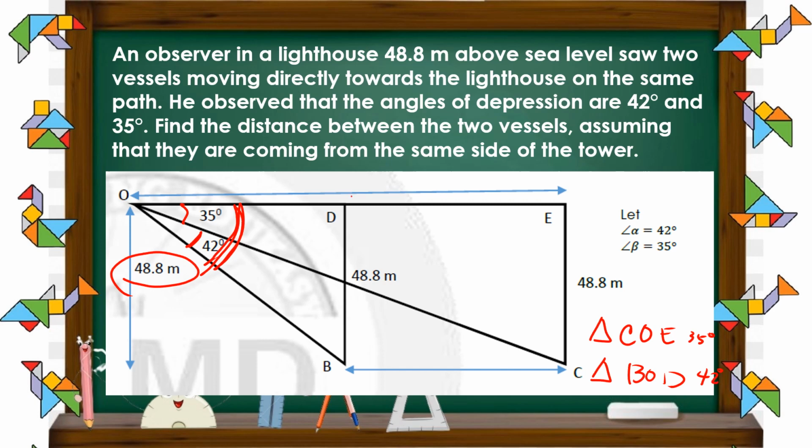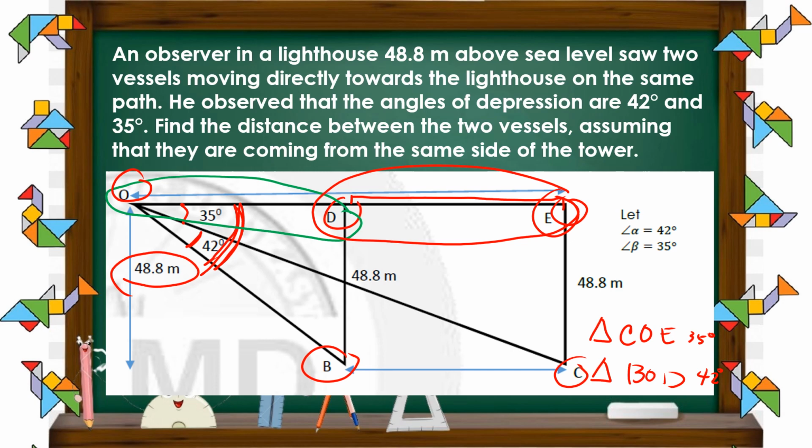So, for us to be able to find this distance, ito kasi yung kailangan natin, yung distance sa pagitan ni B at saka ni C, we have to find each length. Kailangan makuha natin yung length na to, which is DO, and kailangan din nating makuha yung distance ng OE. Okay? Pag nakuha na natin sila pareho, we have to subtract para makuha natin yung distance sa pagitan. Okay? So let us have two solutions for this.